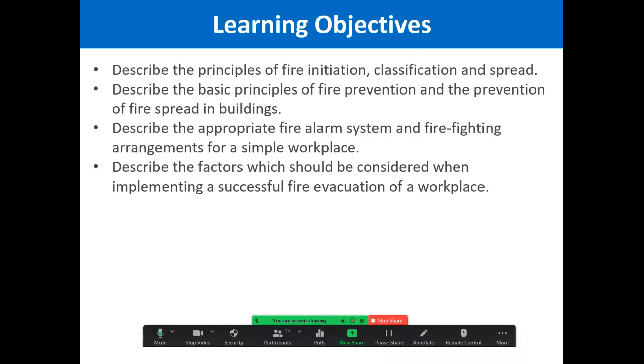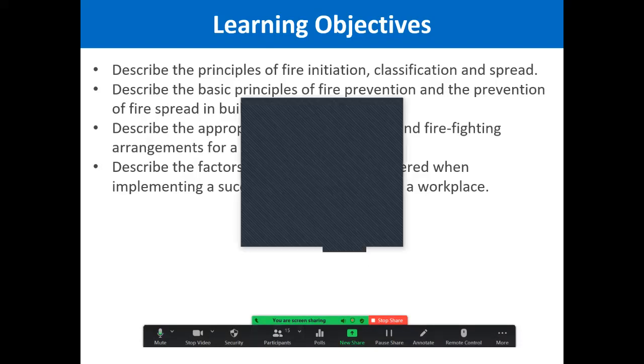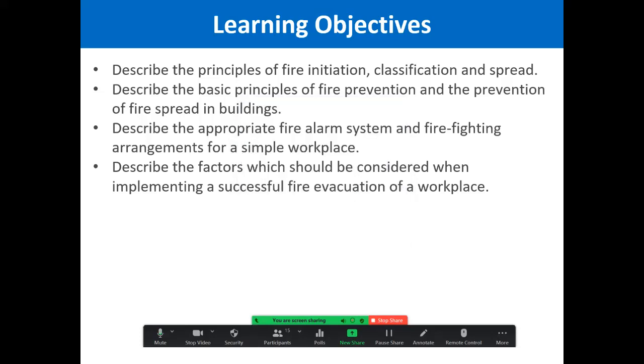So you need to understand how a fire is initiated. Then we'll discuss the different types and classes of fire, and we will also discuss how fire spreads. Also, describe the basic principles of fire prevention and the prevention of fire spread in buildings. We will also discuss fire alarm systems and firefighting arrangements for a simple workplace. And we will describe the factors which should be considered when implementing a successful fire evacuation of a workplace.